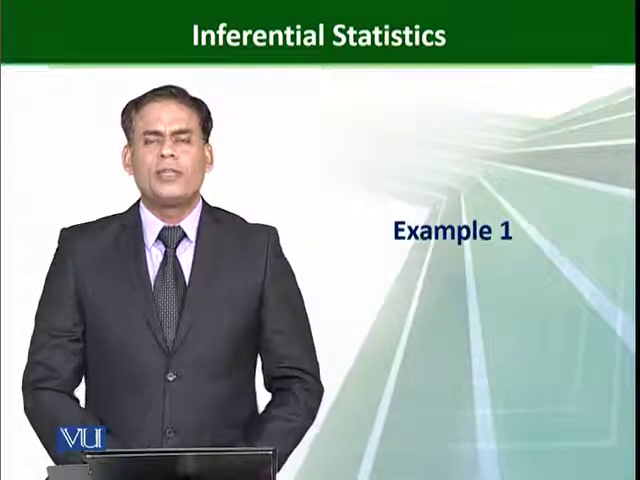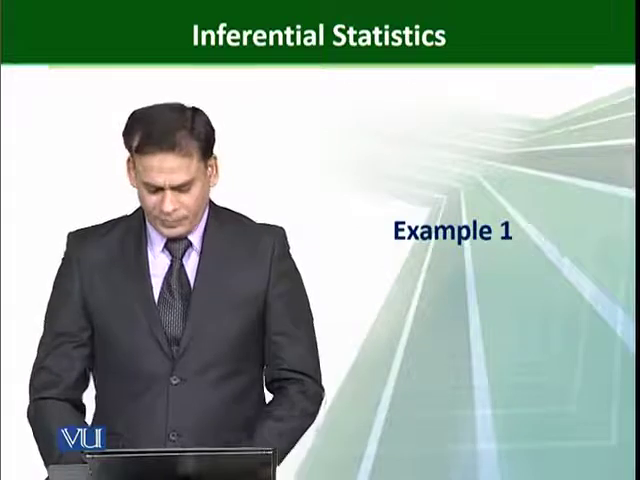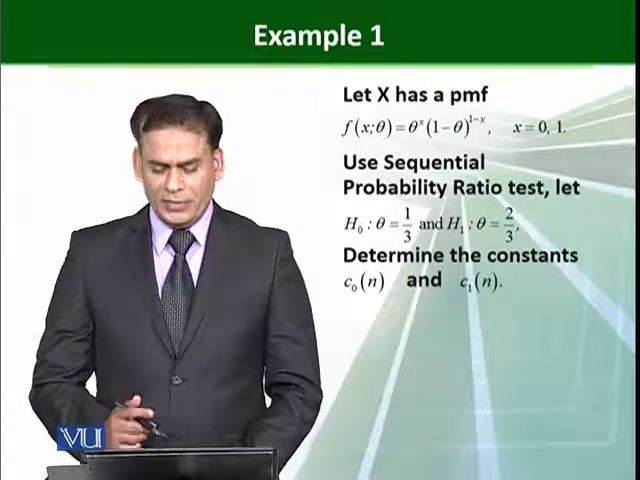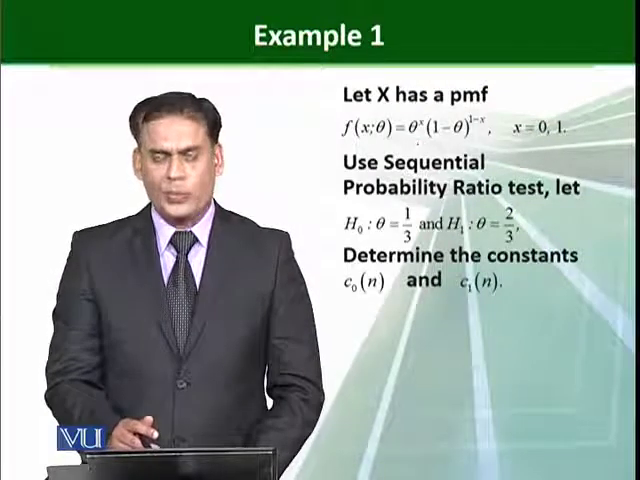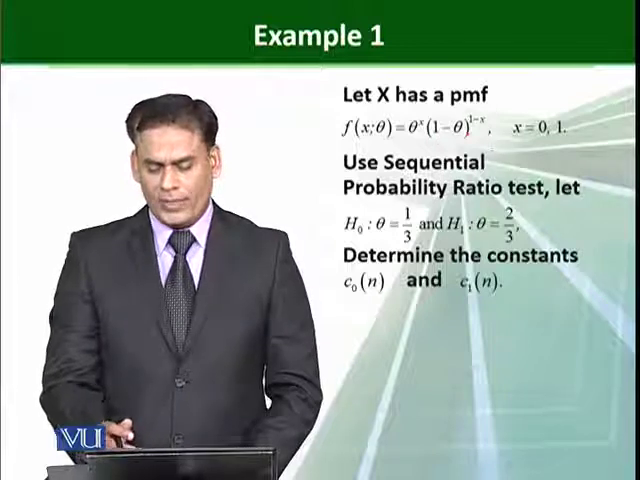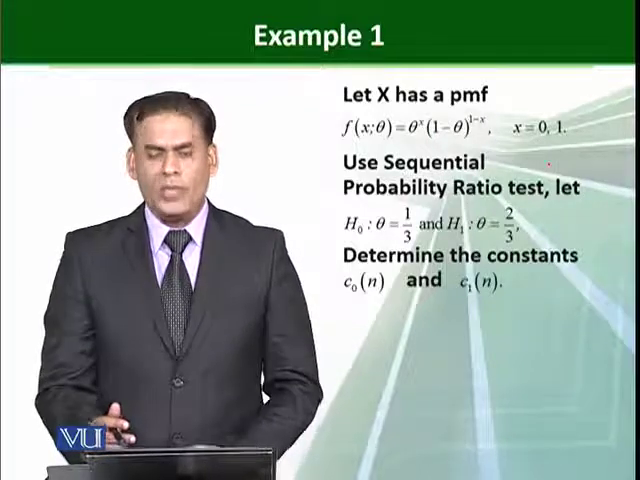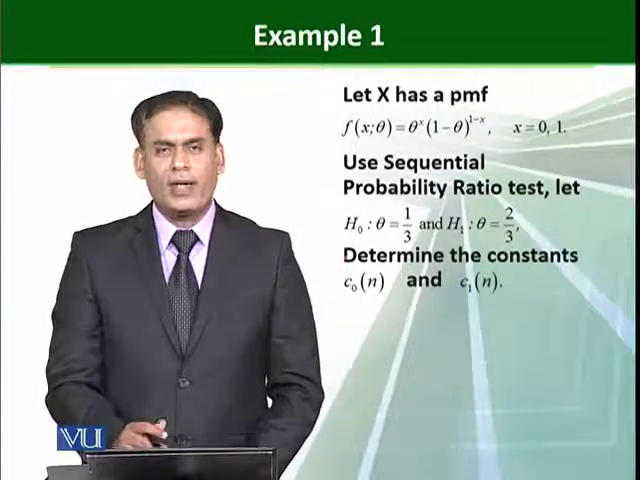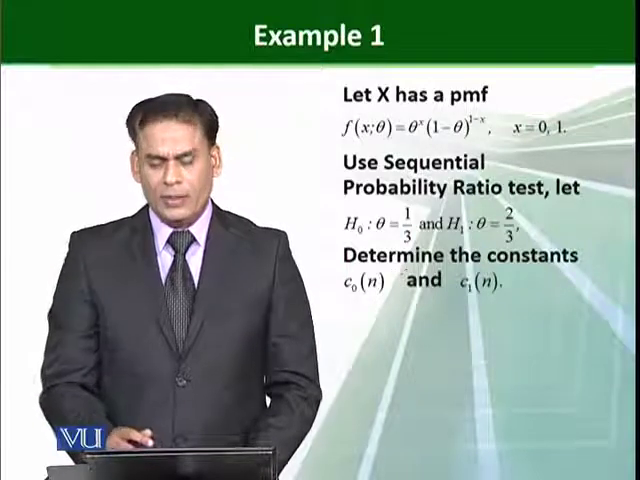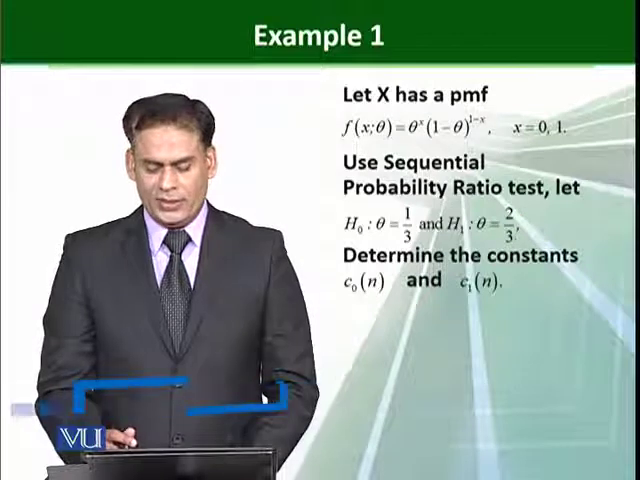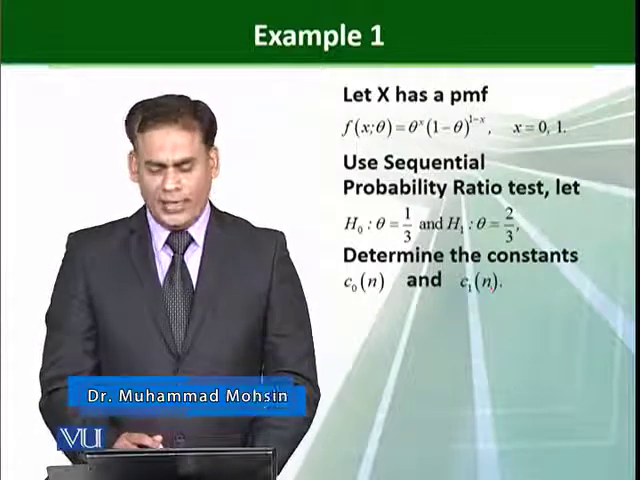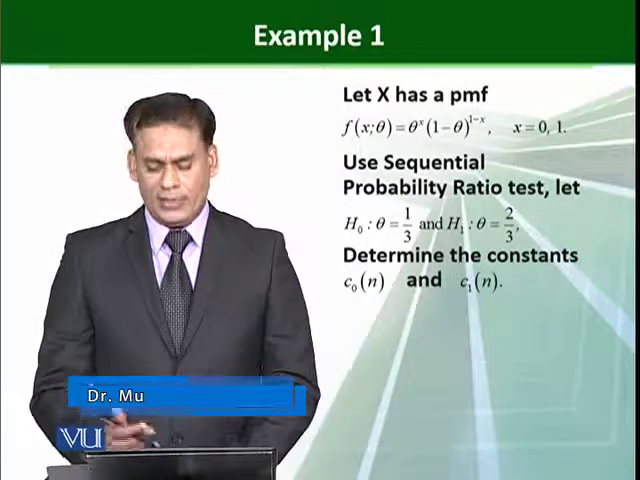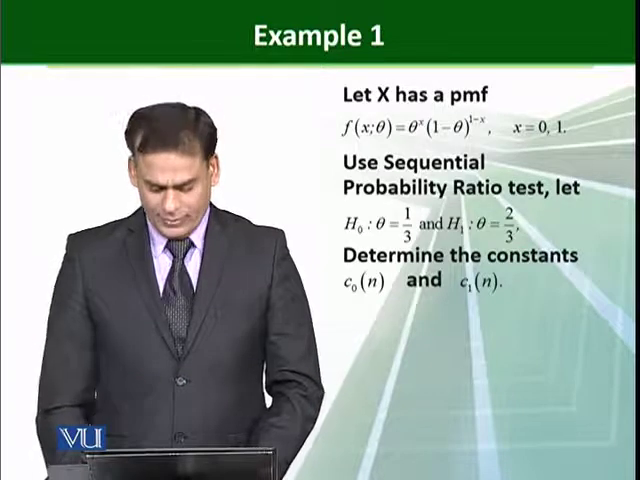To understand the sequential probability ratio test, we take an example, that is example 1. Let x have a probability mass function f of x theta, that is theta raised to power x into 1 minus theta raised to power 1 minus x, and x is from 0 to 1, that is actually the probability mass of the Bernoulli distribution. Use the sequential probability ratio test. Let our hypothesis, that is theta is equal to 1 by 3 versus alternative hypothesis theta is equal to 2 by 3. Determine the constants C0 n and C1 n. So in the first example, we just have to determine the constants C0 n and C1 n. So how do we proceed for this?